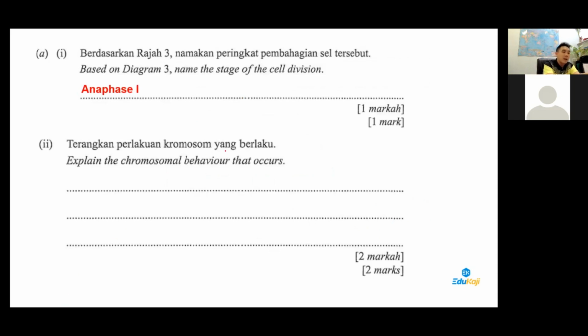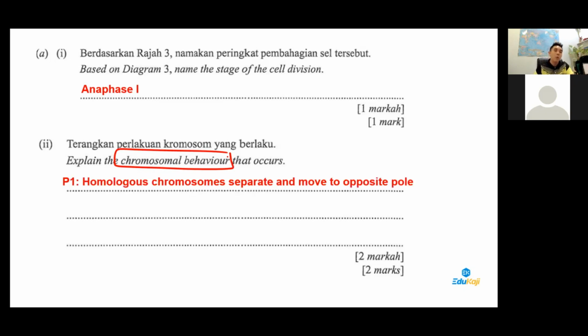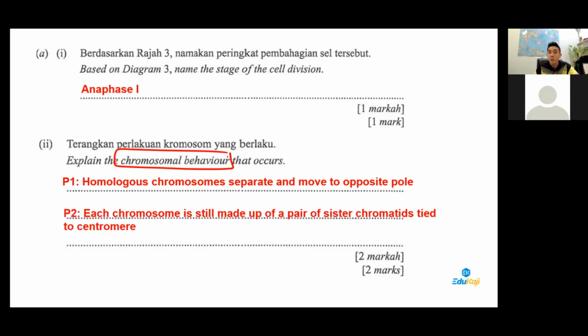Okay, please highlight chromosomal behavior. If you watch probably one of my SPM 2021 trial paper sets, I did tell you chromosomal behavior is a common word. They are just asking you what happened to the chromosome. What happens to the chromosome during that particular peringkat, that particular phase? Oh, homologous chromosomes separate, move to opposite poles.